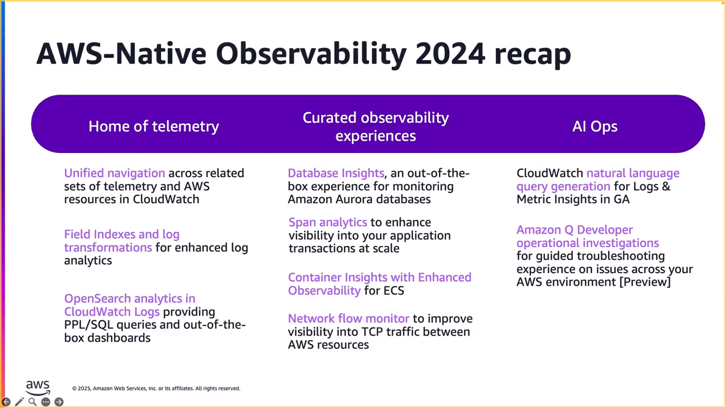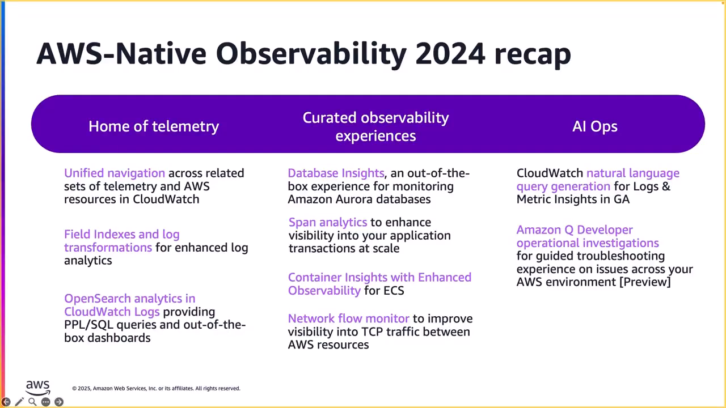With Network Flow Monitor, we introduced network performance monitoring for AWS workloads using Flow Monitor. This provides near real-time visibility of network performance for workloads between compute instances such as Amazon EC2, EKS, and AWS services such as Amazon S3, RDS, Amazon DynamoDB.